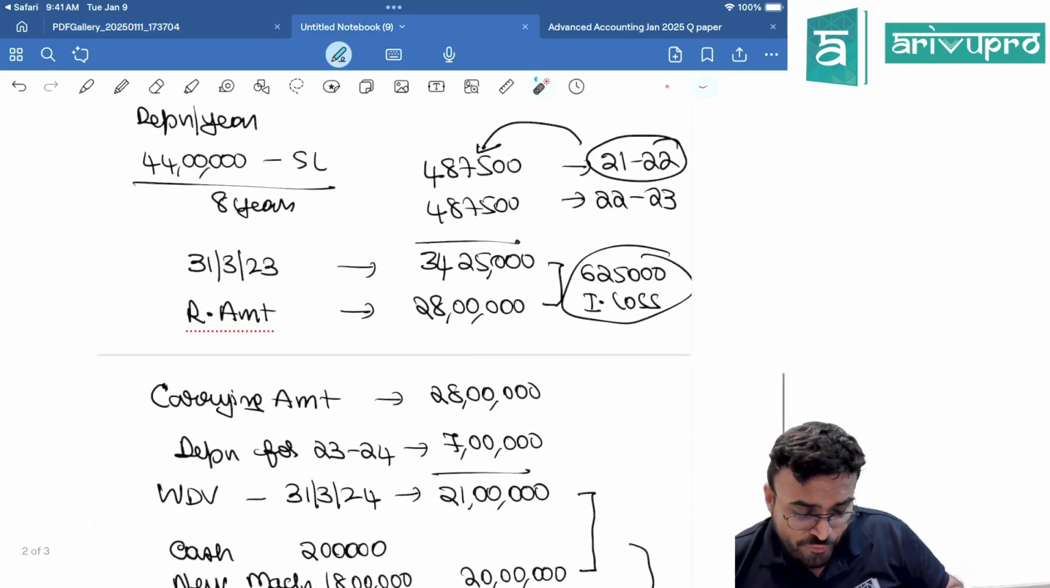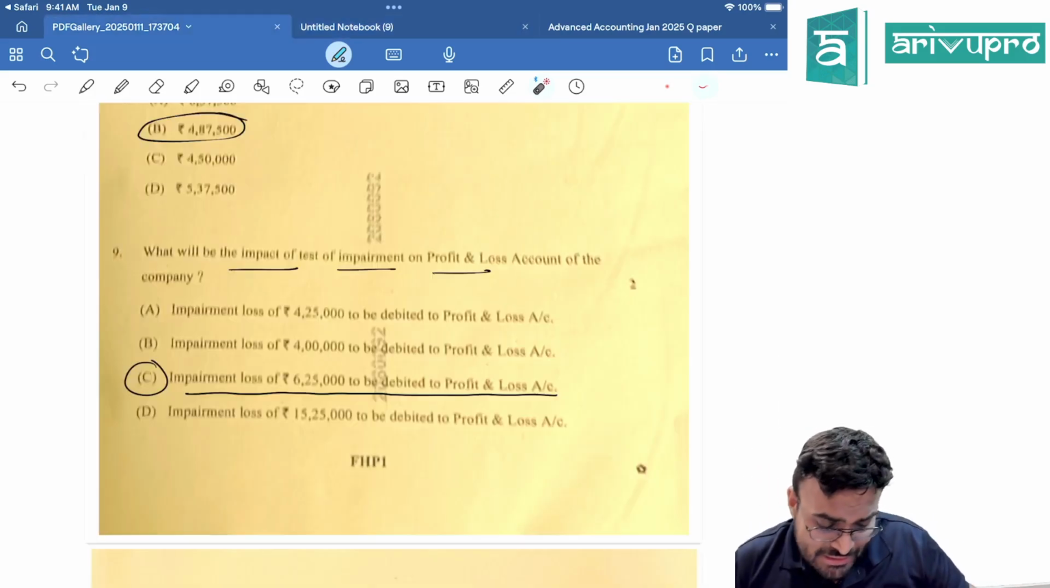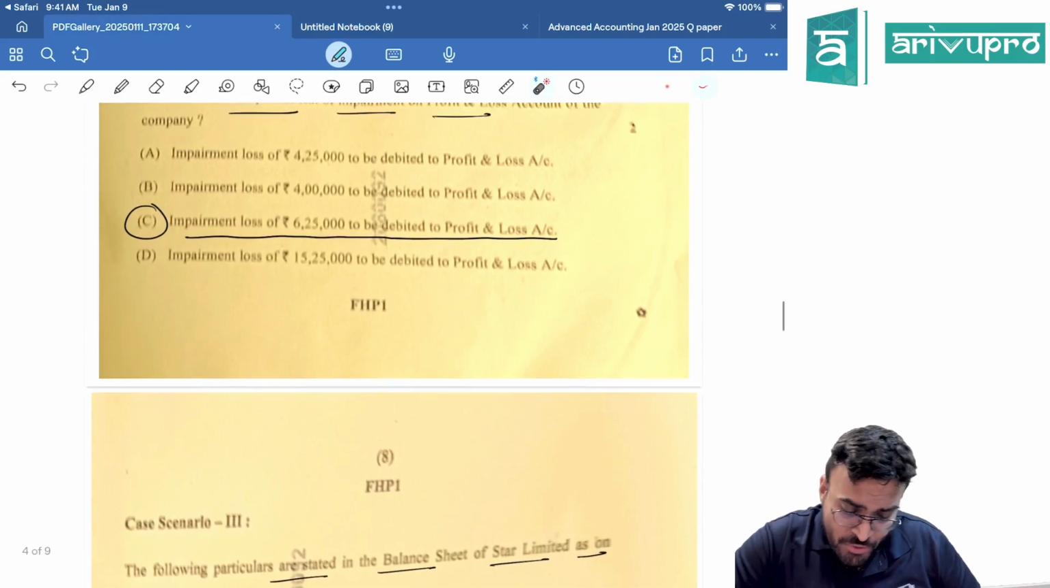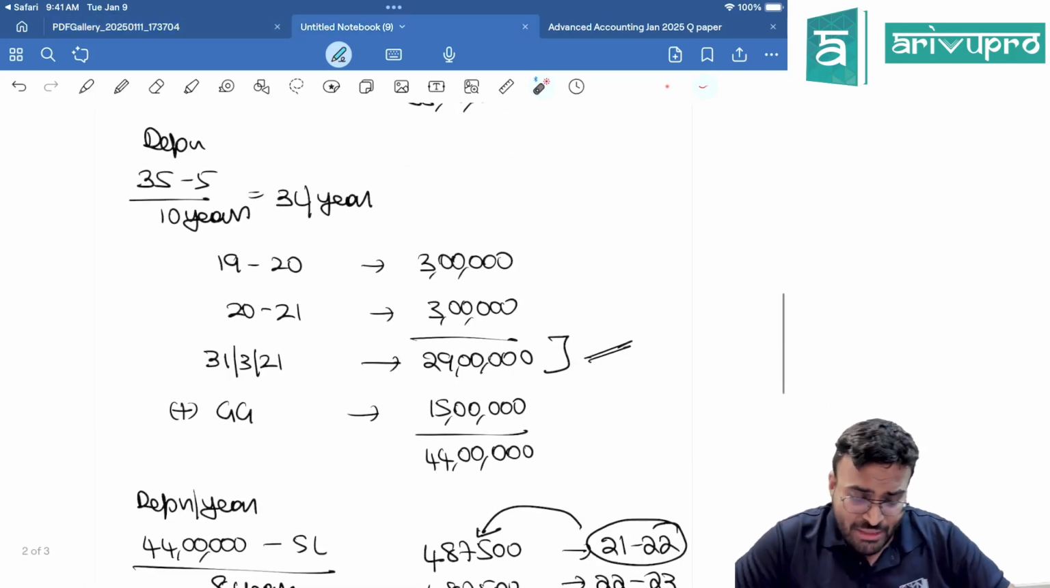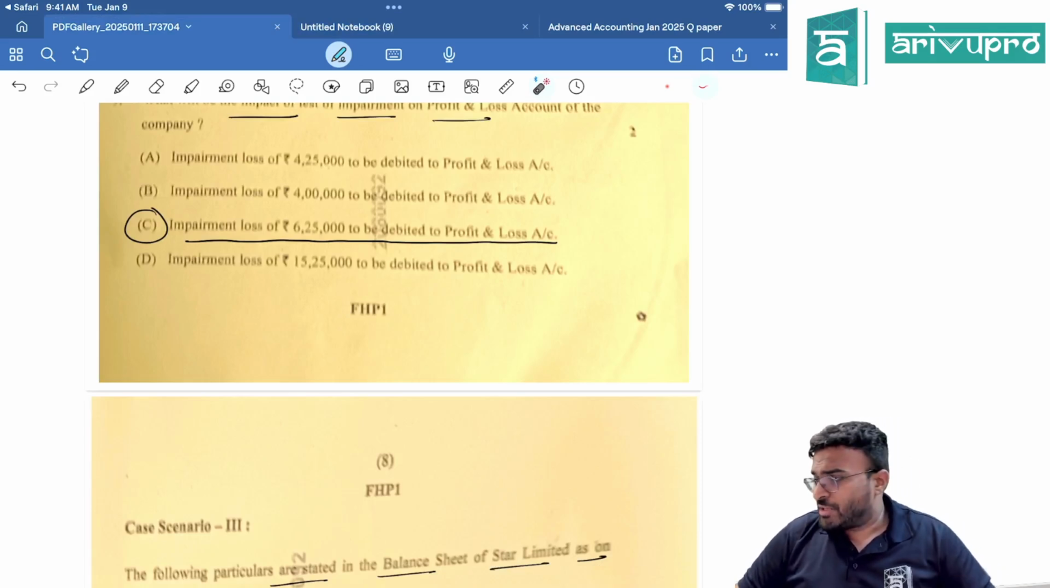Okay guys, let's go further. Now what did they ask after that? Next question. Okay, that should be an easy case scenario which is going to fetch you marks in the exam. Now let's proceed to the next case scenario.